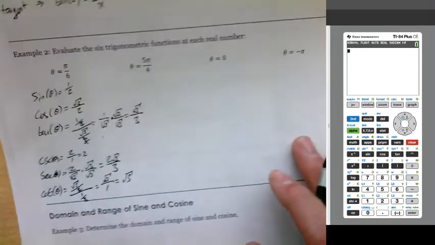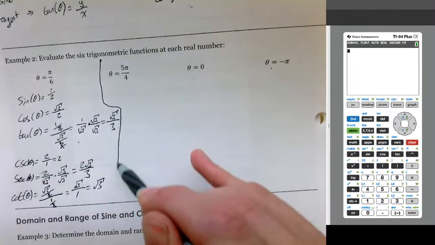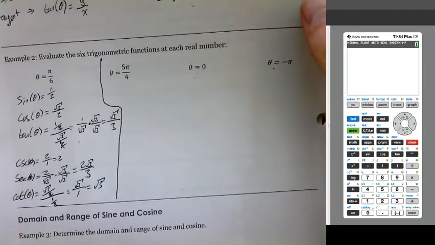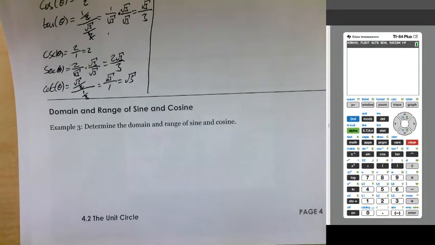So I'm not going to go over these three more examples. You can try those on your own and in class next time. So moving right along, we have this example down here, determining the domain and range of sine and cosine.